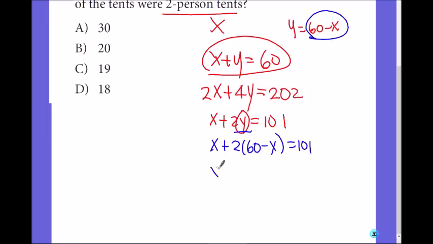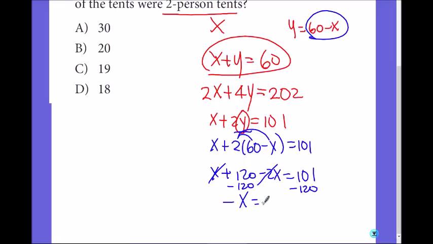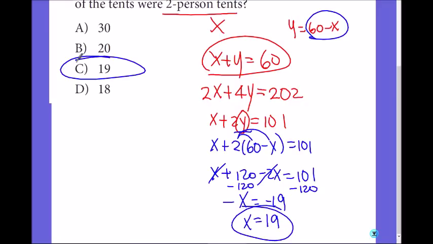So I get X plus 120 minus 2X equals 101. So I get negative X and minus 120 equals negative 19. So X is 19. So 19. Right?